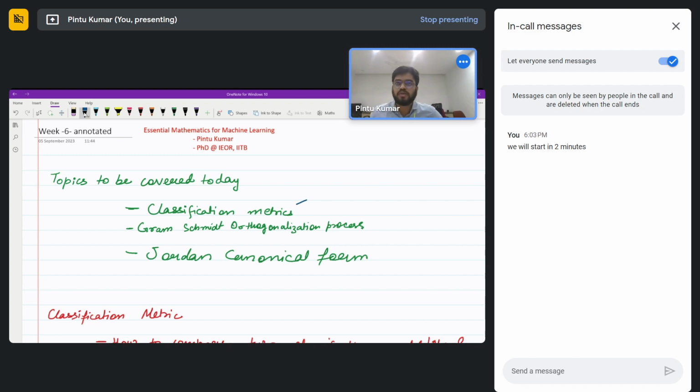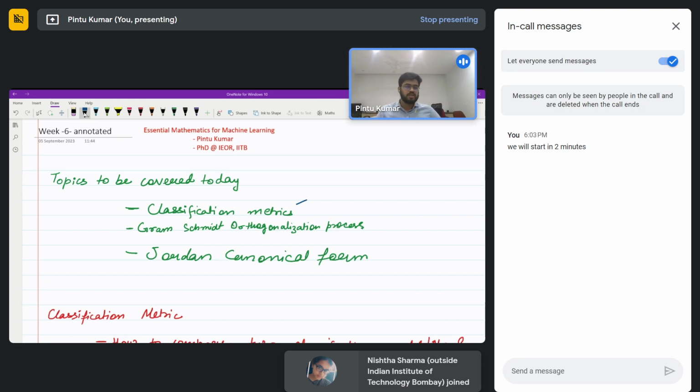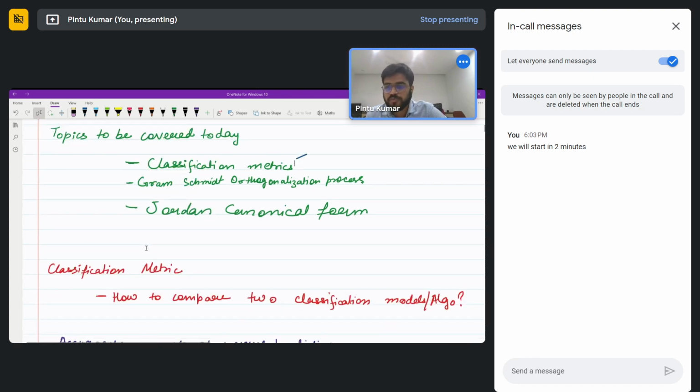Okay. During any time in the lecture, if you have any doubt, you can either unmute yourself to speak, or you can type it in the chat box. In any language, Hindi or English, both are comfortable to me.